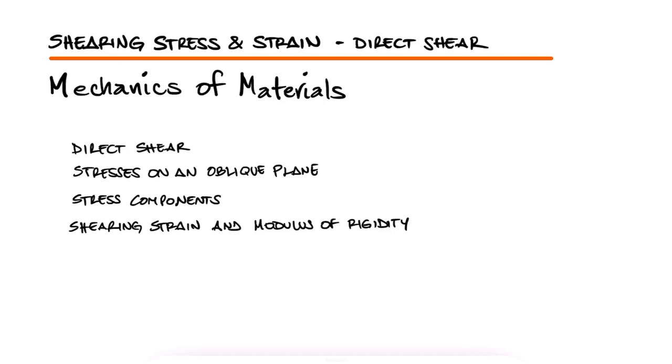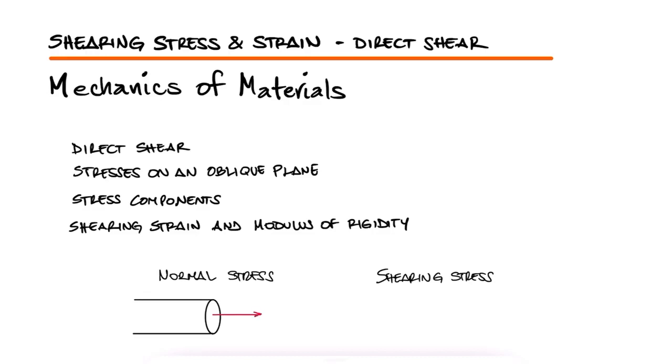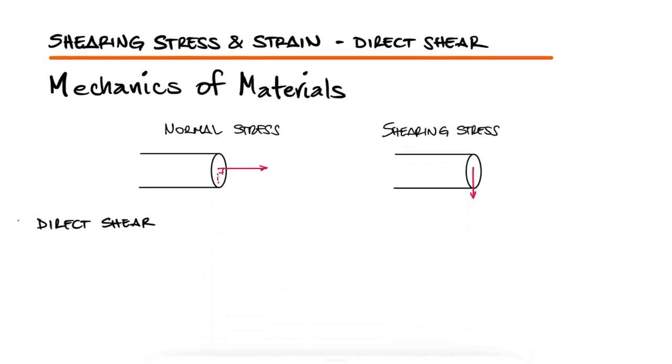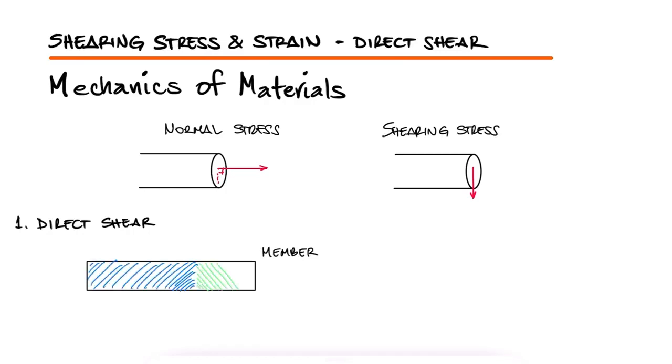As mentioned briefly in the previous main video, link below, normal stresses differ from shearing stresses in that the direction of the stress is perpendicular to the cross-section area they affect for normal stresses, and parallel to the cross-section area they affect for shearing stresses. Direct shear occurs when two volumes of the same member have components of the external loads pointing in opposite directions.